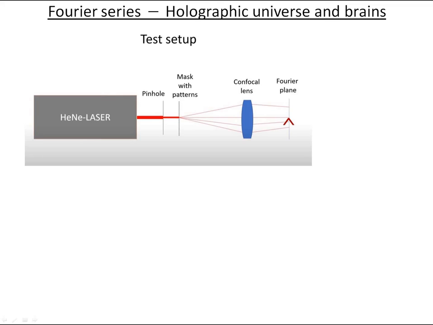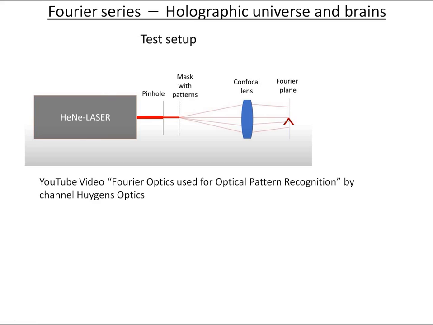Another example is the Fourier series done by nature: light. I recommend watching the YouTube video Fourier optics used for optic pattern recognition by the channel Huygens Optics. See description below. For comparison, the Fourier series done by computers takes 2 seconds. Done by light, it takes 0.3 nanoseconds. It is 6 billion times faster than a modern high clock rate CPU, which in my opinion is not true.